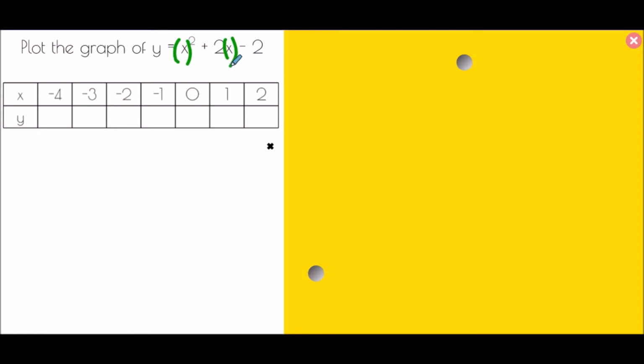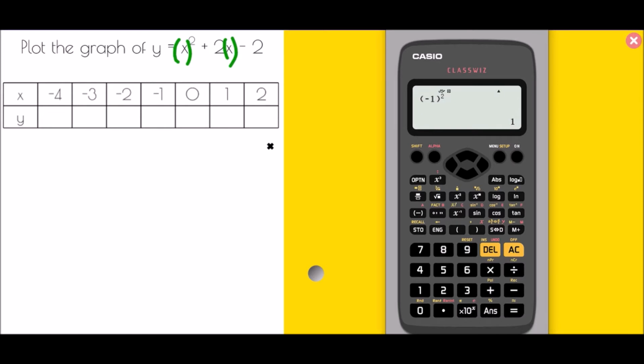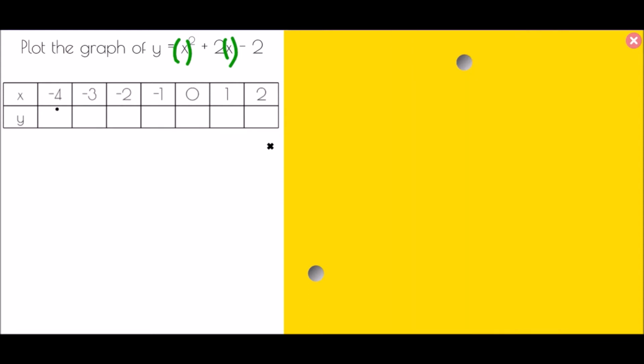So in the first one, we are looking at using brackets, -4, squared, and then we're adding 2 brackets, the same value of x, -4, and then take away 2. If we do that, we get an answer of 6. So that is the value that we'll place into our table.